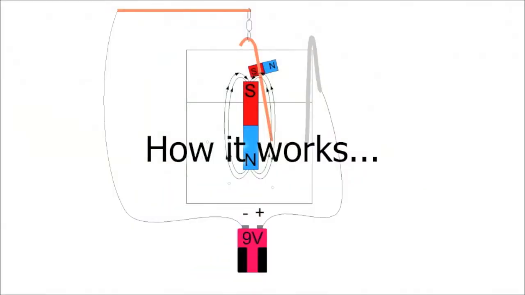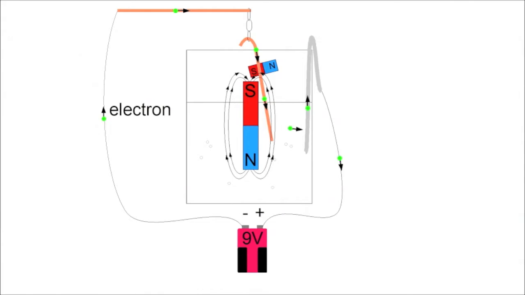Here's how it works. The battery makes electrons flow through the circuit. In the glass, the electrons move from the copper wire that's hanging down and free to move through the salty water to the aluminum foil. That causes electrons to flow along the wire.